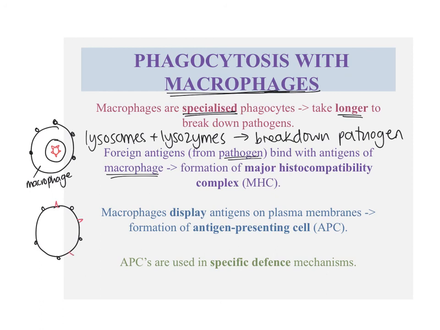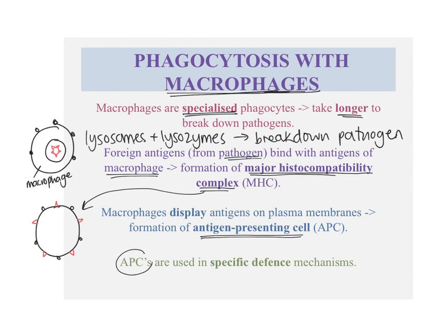Okay? And what that does is by putting the antigens on the outside of the cell, it produces something called a major histocompatibility complex, an MHC. Okay? Now this display of the antigens on the plasma membrane, on the cell surface membrane, means that that macrophage is now no longer called a macrophage, it's now called an antigen presenting cell. It's presenting the antigens. You know, it's fairly commonsensical, hopefully it shouldn't be too challenging for you to remember them.